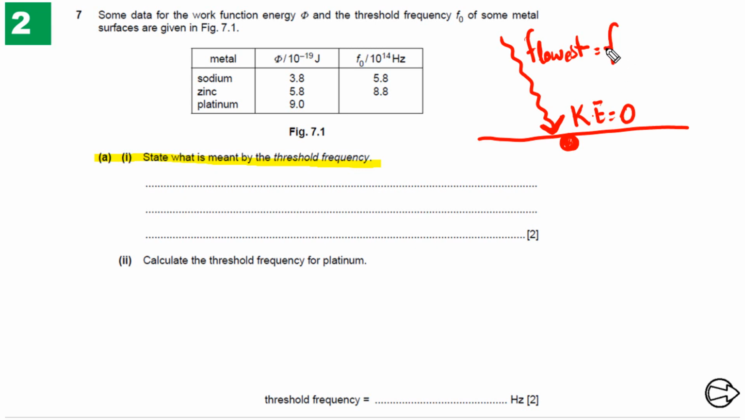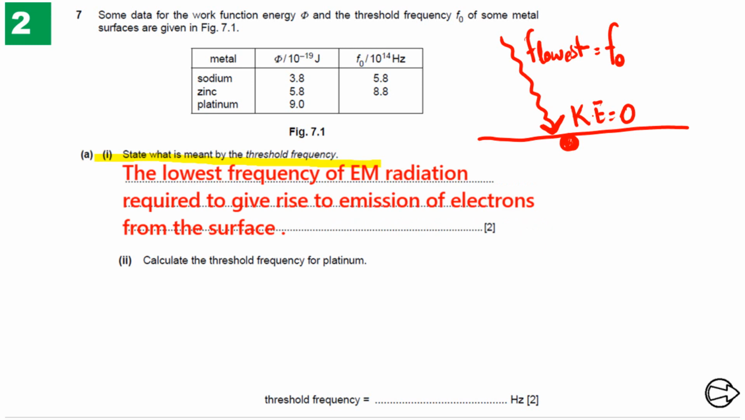So often we use f0 for threshold frequency. Let's try to state what threshold frequency is. This is how we can state what is meant by the threshold frequency: simply the lowest frequency of electromagnetic radiation we need for the emission of photoelectrons from the surface of a metal, and threshold frequency is different for different metals.